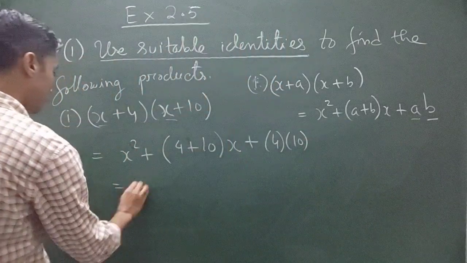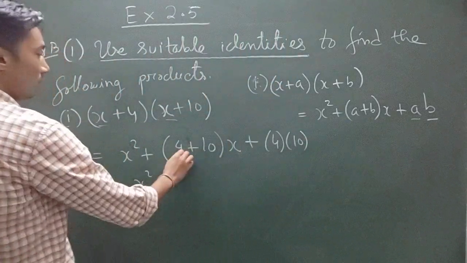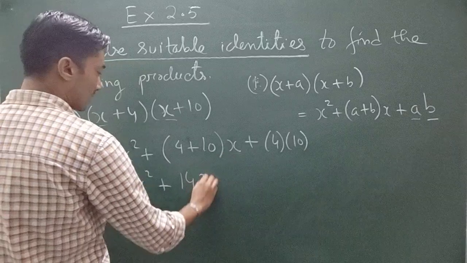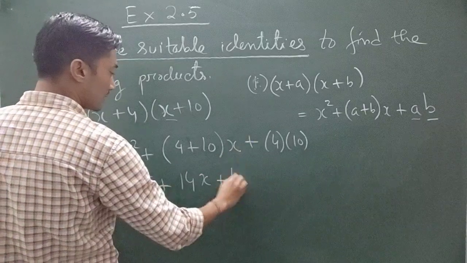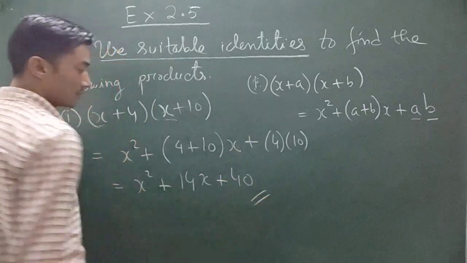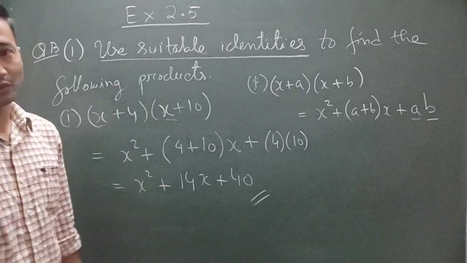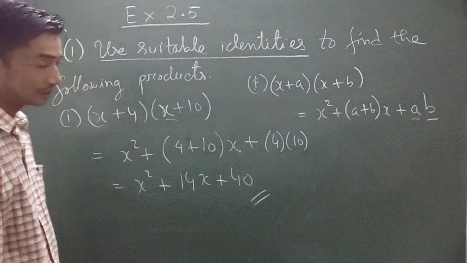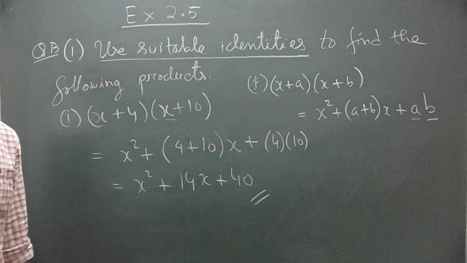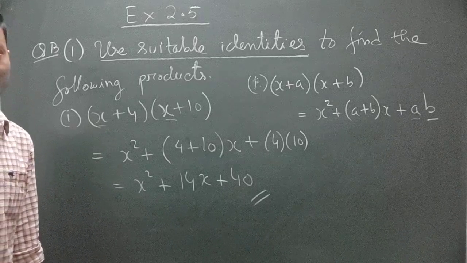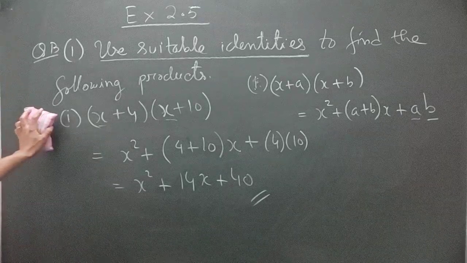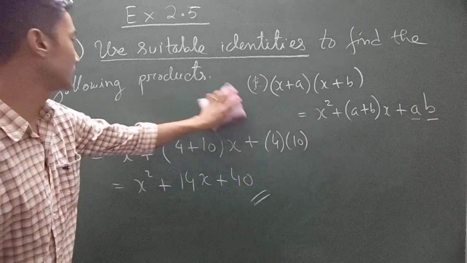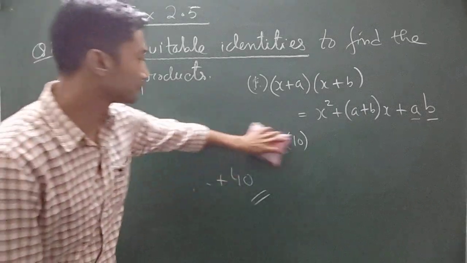So now let's simplify. That's going to be x squared plus 4 plus 10, that's 14, into x plus 4 tens are 40. So it's all about knowing the formula. If you know the formula, I mean the identity, then the question becomes very simple. You can note it down, or pause the video and write it down. I'll move on to the next question.